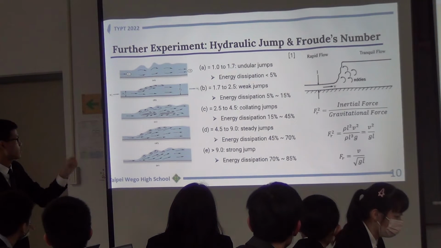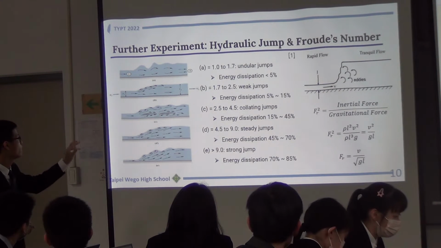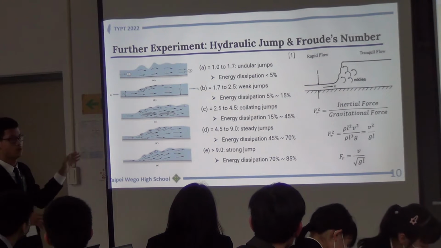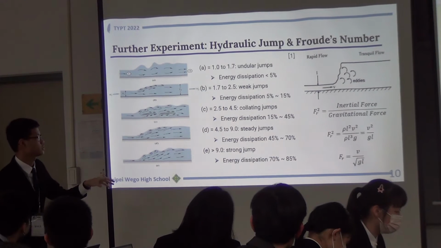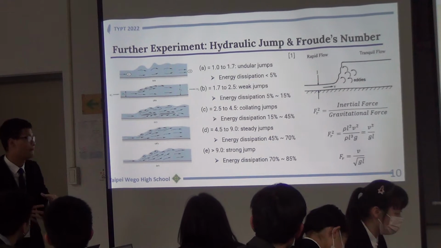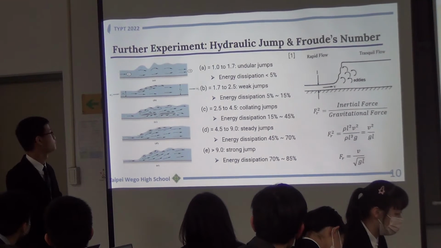And when the Froude's number is under 1.7, we cannot form a stable hydraulic jump, which is like a wall, something like this. So we can use this to determine whether a plate can float or not.